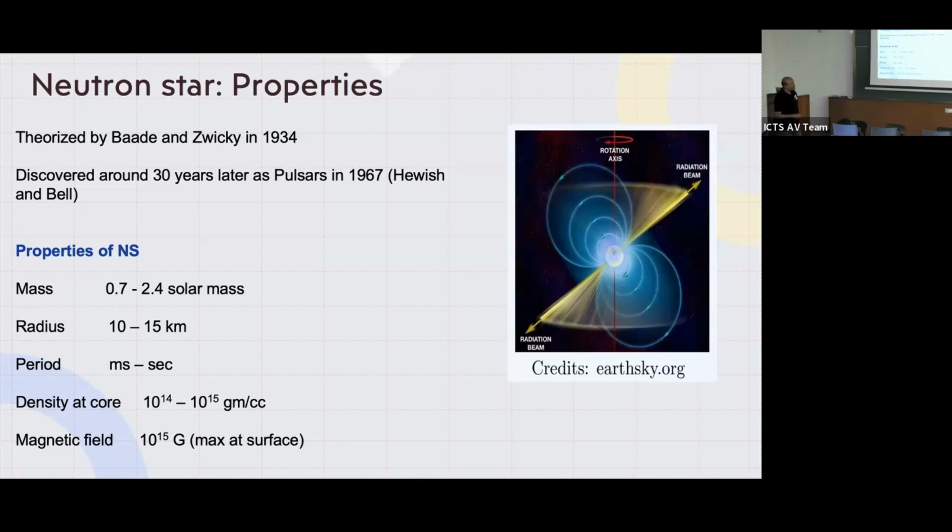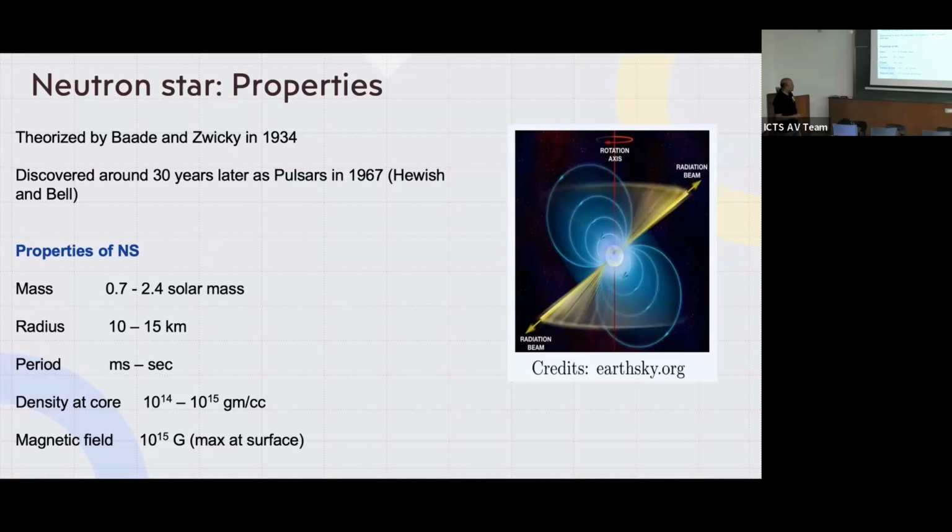Pulsars are rotating neutron stars. So this is the rotation axis and this is the magnetic axis of the star. These stars have the strongest magnetic fields that can be experienced in the universe. And from these magnetic poles, they have electromagnetic emissions, which we see in terms of pulses.